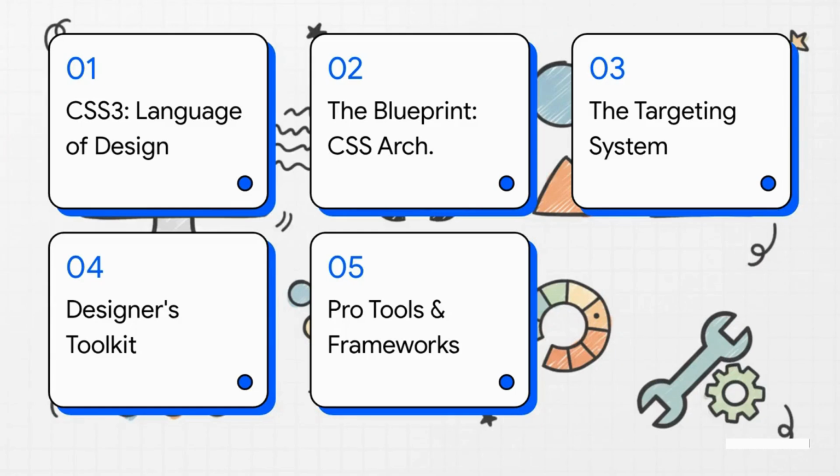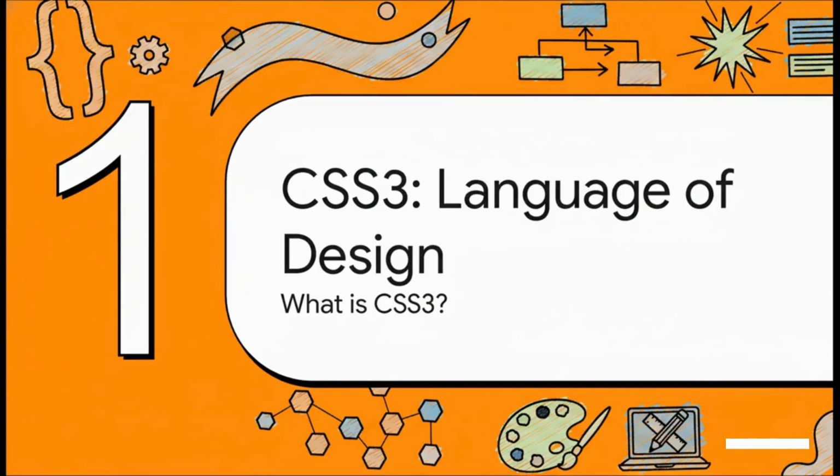Okay, so here's our game plan. First, we'll get a handle on CSS3 as the language of web design. Then, we'll talk about the blueprint, CSS architecture. After that, we'll cover the targeting system, which is all about selectors. We'll look at the designer's toolkit, and finally, wrap up with some pro tools like modules and frameworks. Let's get into it. First up, CSS3, the language of web design.